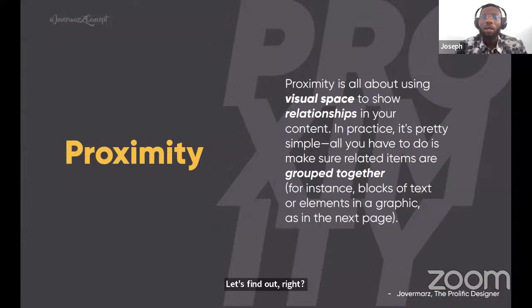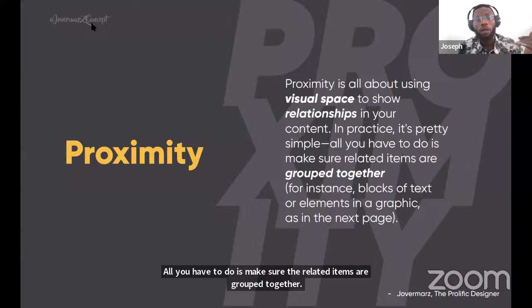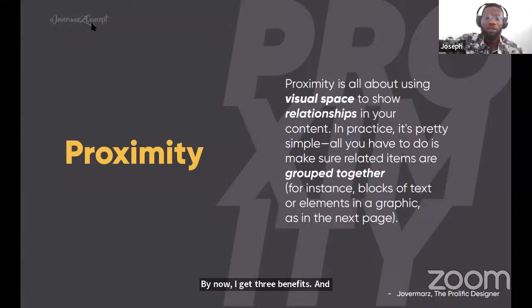Proximity. Proximity is all about using visual space to show relationships in your content. So in practice, it's pretty simple. All you have to do is make sure the related items are grouped together. It's like saying, buy now and get 3 benefits. And then one of the benefits is on the right, the other benefit is on the left, and the third benefit is downstairs, which doesn't make any sense.